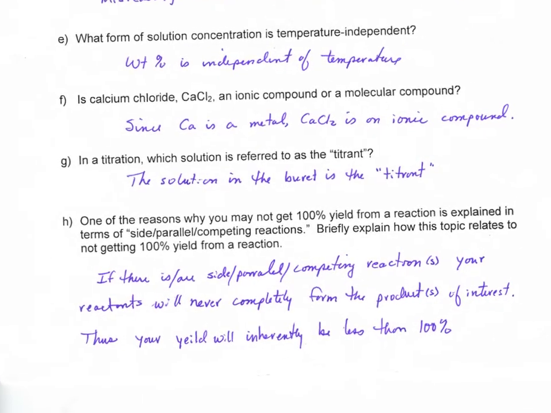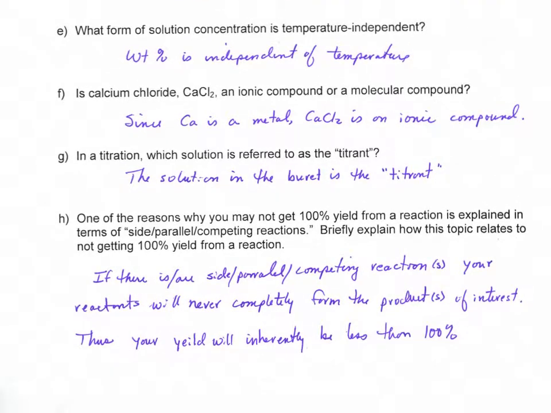F, if I tell you calcium chloride is the compound of interest, and I give you the formula, if you look for a metal, if there is a metal, then it must be an ionic compound. Of course, calcium is a metal. It's on this side of the jag. Question G, in a titration, when we talk about the titrant, what are we talking about? And that is the solution in the burette.